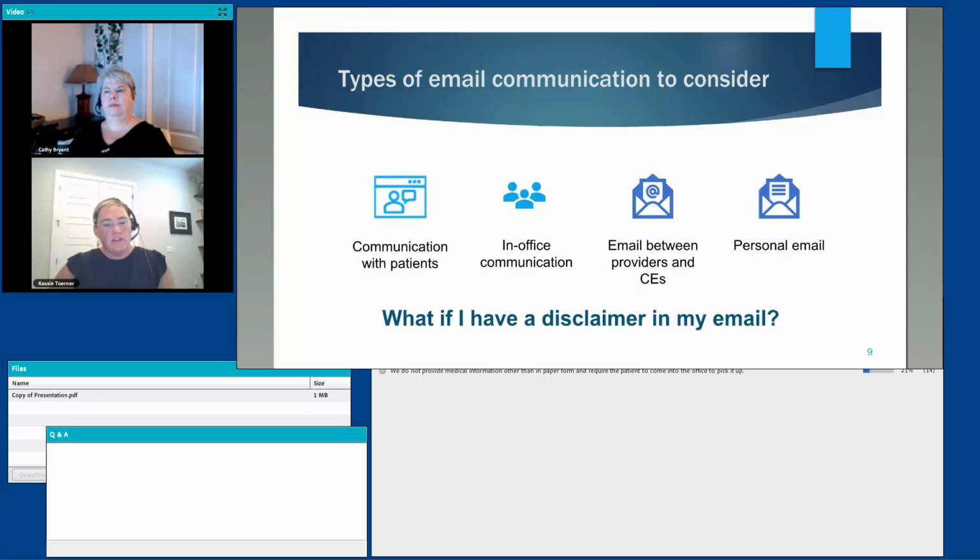And what if you have a disclaimer? We get this question often, stating, well, if I have a disclaimer in my email that says that this information may not be protected, that's great. However, it's not going to prevent you from having to adhere to the privacy and security rules. So you're still going to want to make your best efforts and put in those reasonable safeguards that we're going to be talking about.